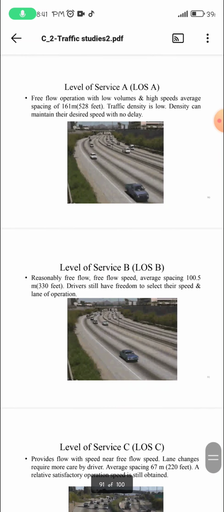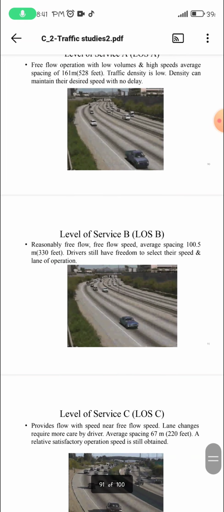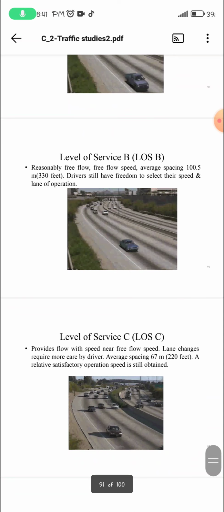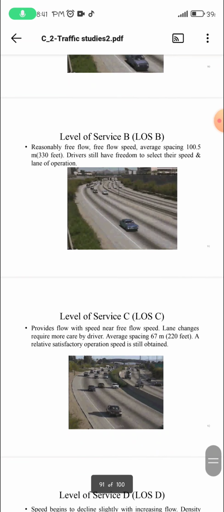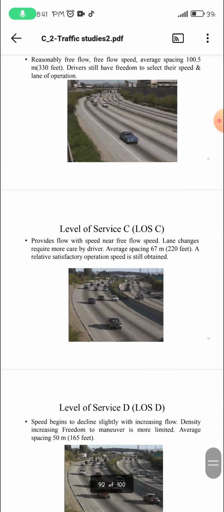Level of service LOS B: reasonably free flow speed, average spacing 124 meter, 330 feet. Drivers still have freedom to select their speed and lane of operation. Level of service C: provides flow with speed near free flow speed. Lane changes require more care by the driver. Average spacing 67 meter, 220 feet. A relatively satisfactory operation speed is still obtained.